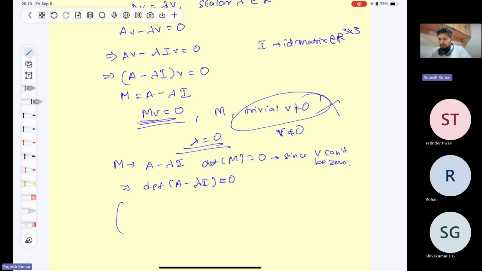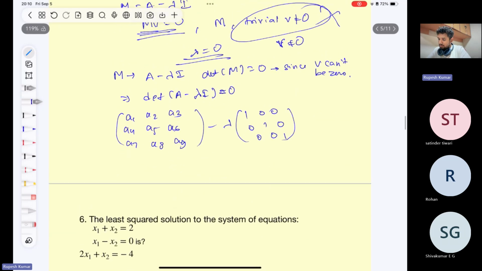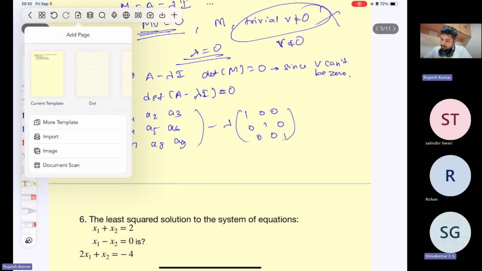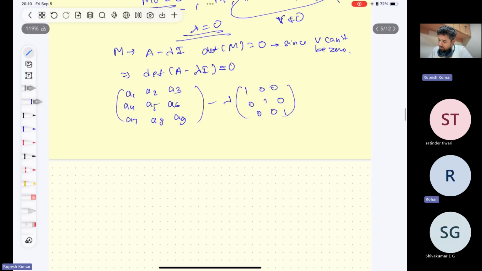So let's take some random A matrix: A1, A2, A3, A4, A5, A6, A7, A8, A9, minus lambda times the identity matrix: 1, 0, 0, 0, 1, 0, 0, 0, 1. And find the determinant of this matrix. Clear the page. So, sir, one thing. It becomes, yeah, 2, 8, 3. Go on.